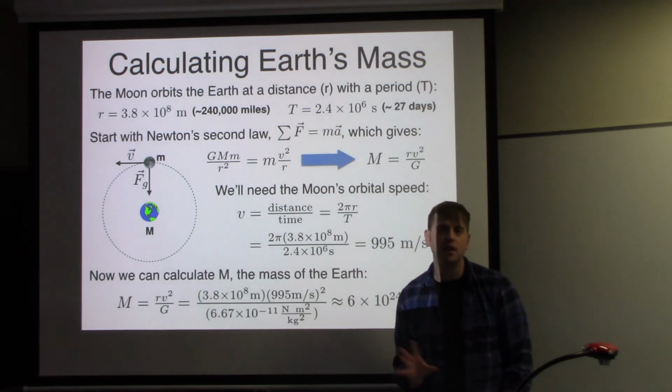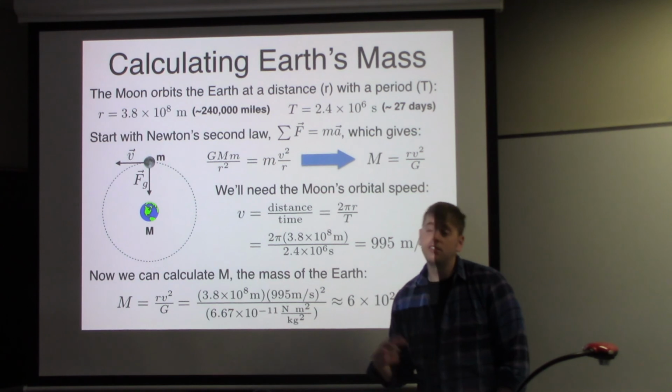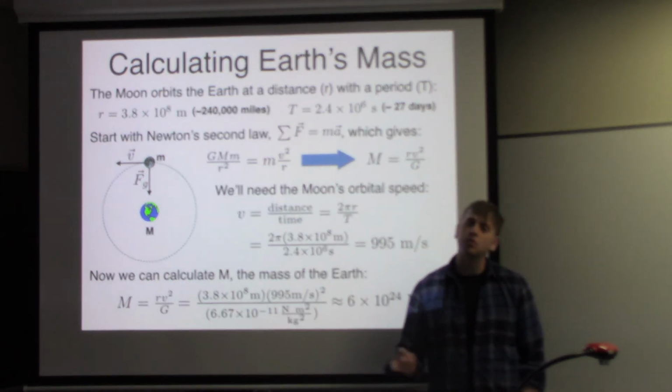So it's not a perfect calculation. There are a number of reasons for that. One is, as I said, the Moon actually doesn't move in a perfect circle around the Earth.